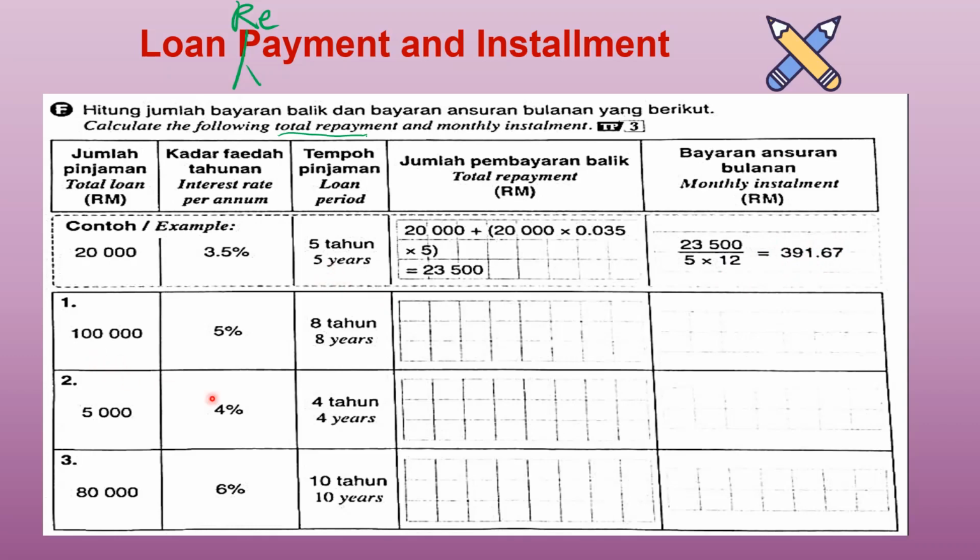Okay, so let's look at number 1. Let's do number 1. So he borrows RM 100,000 from the bank. So the interest rate is 5% and the loan period is 8 years.